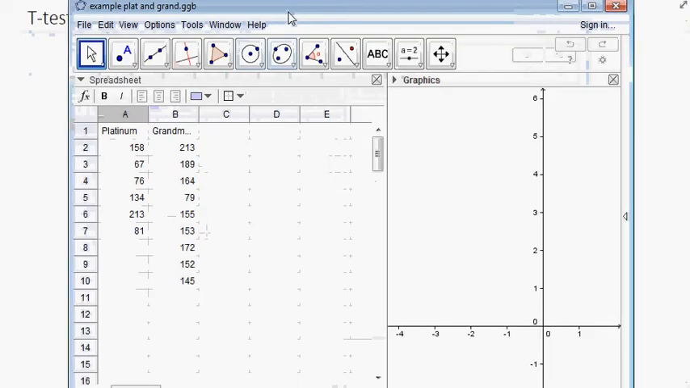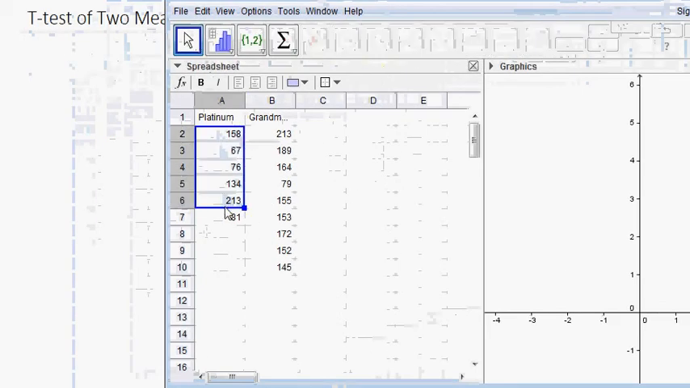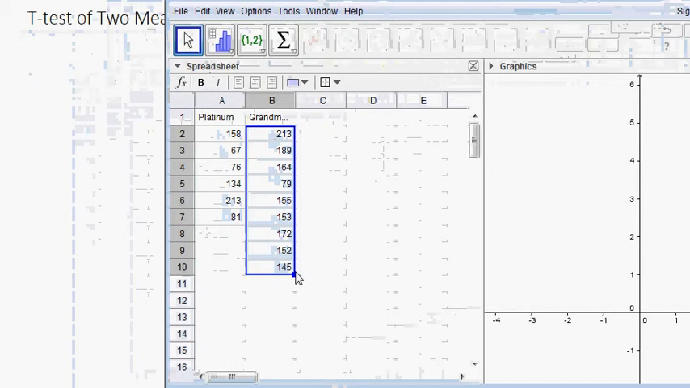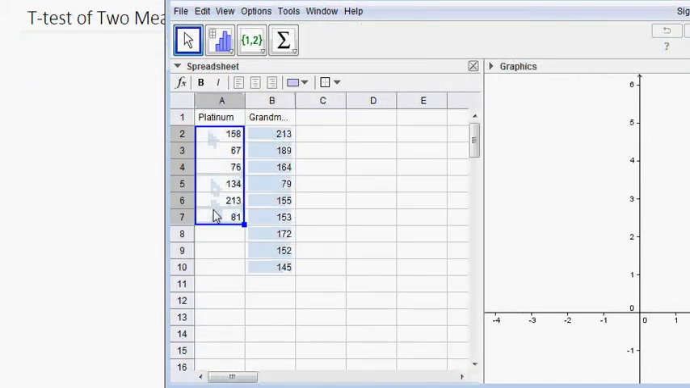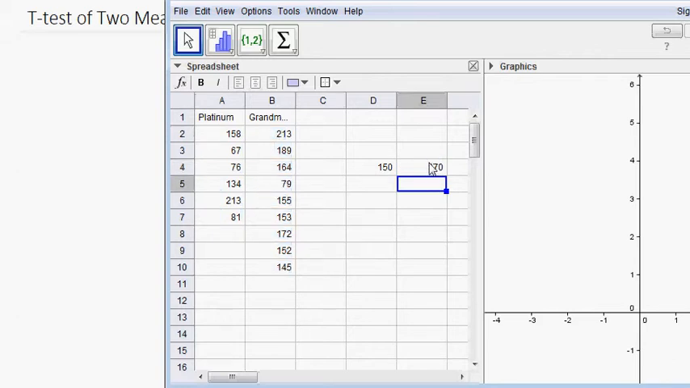For me, what I'm going to be doing is looking at this data right here. I'm going to compare the APM of Platinum and the APM of Grandmaster, and see if they're significantly different. So the big idea is I might get an average for Platinum and Grandmaster. Say I have an average of 150 for Platinum and 170 for Grandmaster. Well, just because the Grandmaster is higher doesn't mean that it's significant.